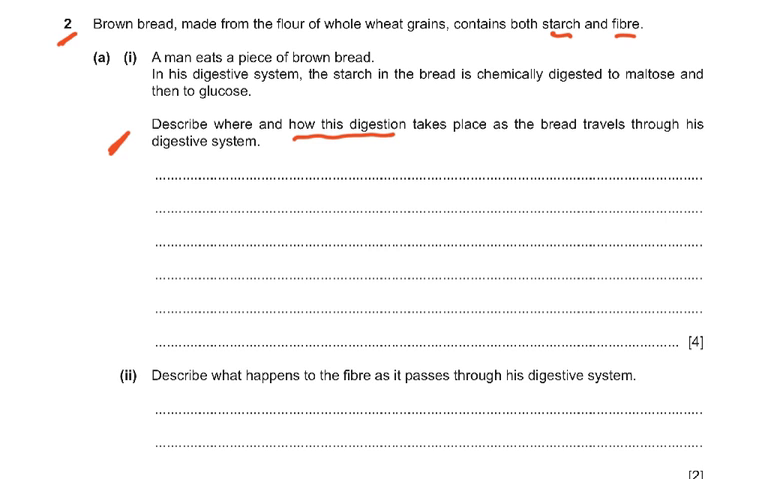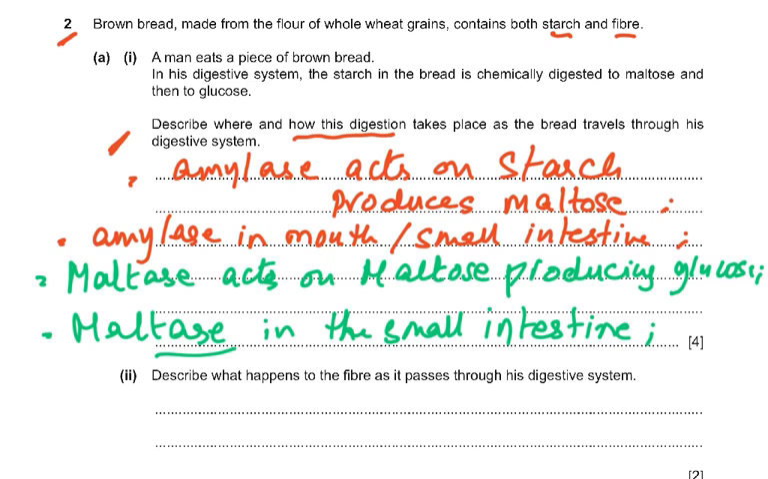So basically 4 marks, 4 mark scheme points. This is how we'll word it. Amylase acts on starch, produces maltose. Amylase is found in the mouth or the small intestine. Maltase acts on the maltose, producing glucose, and the maltase is found in the small intestine.